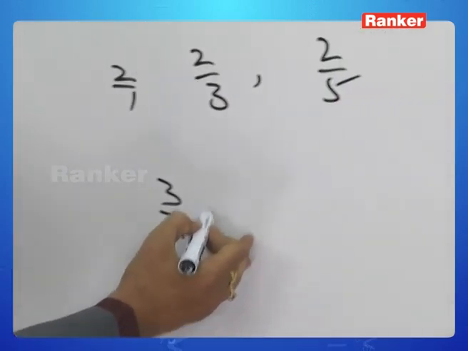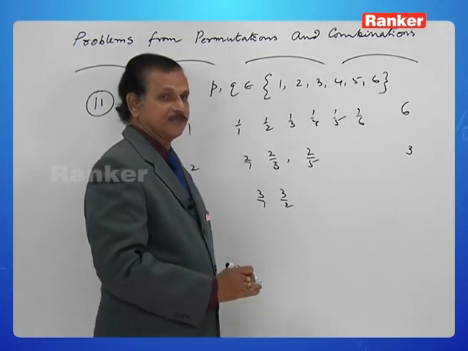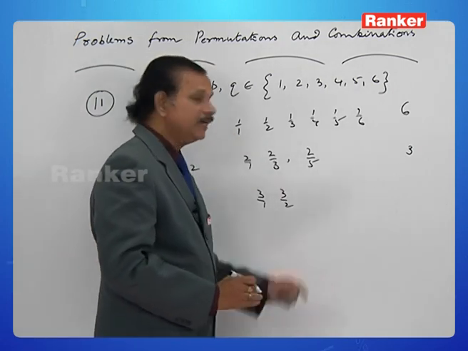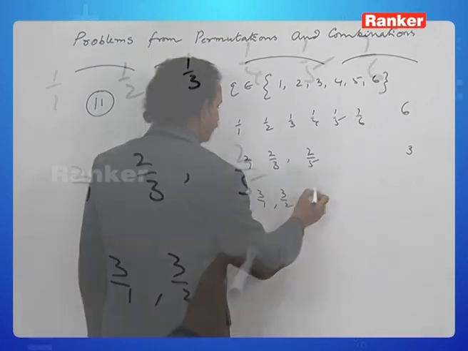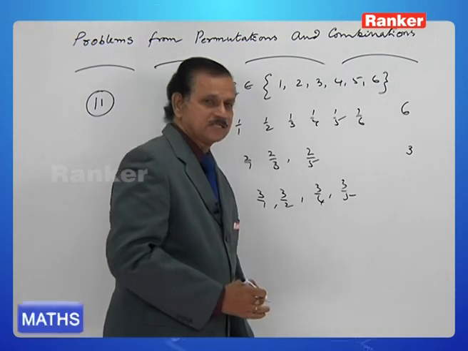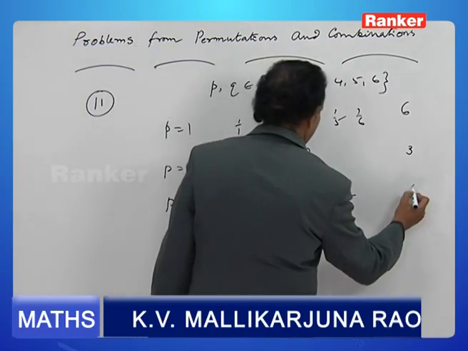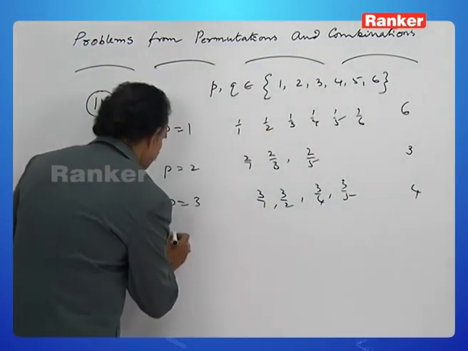Suppose P is equal to 3. 3 by 1, okay. 3 by 2, okay. 3 by 3 not okay, because 3 by 3 is 1, which is already counted. 3 by 4, no problem. 3 by 5 is also okay. 3 by 6, no. What is 3 by 6? It is half. It is already counted. Therefore, how many are they in number? 4.